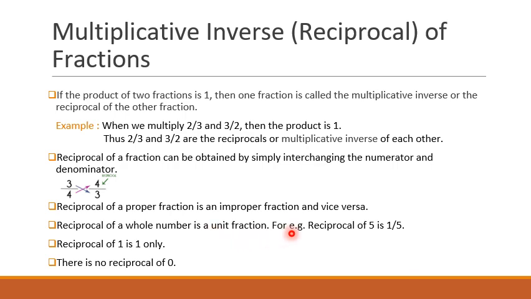For example, reciprocal of 5. So 5 can be written as 5 upon 1. So its reciprocal will become 1 upon 5. So it is a unit fraction. So for any whole number, its reciprocal is a unit fraction. Now reciprocal of 1 is 1 only. So when we try to find the reciprocal of 1, it is 1 only.